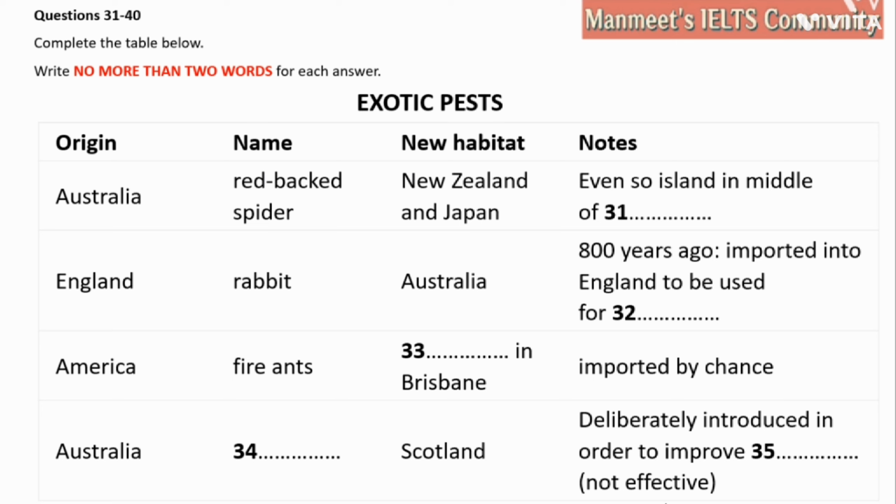A much less cuddly example of a pest introduced to Australia, this time from America, is fire ants. These are increasing and spreading very fast. Their huge nests can now be found in gardens in the city of Brisbane, and they are costing the Australian government a great deal of money in control measures. These were an accidental introduction, rather than a deliberate one, brought to Australia, probably in horticultural imports or in mud on second-hand machinery.